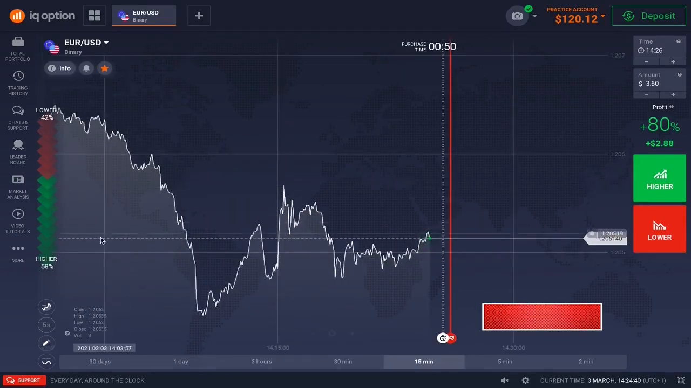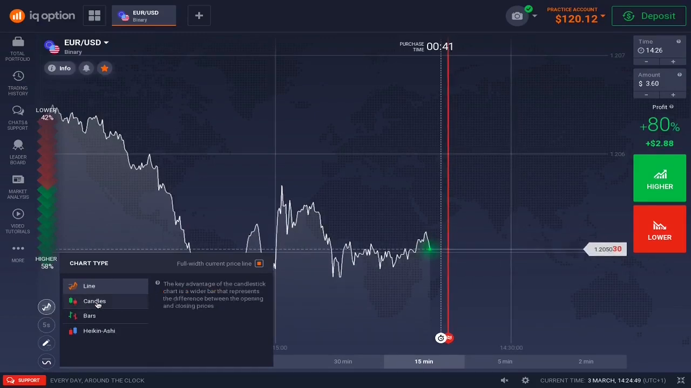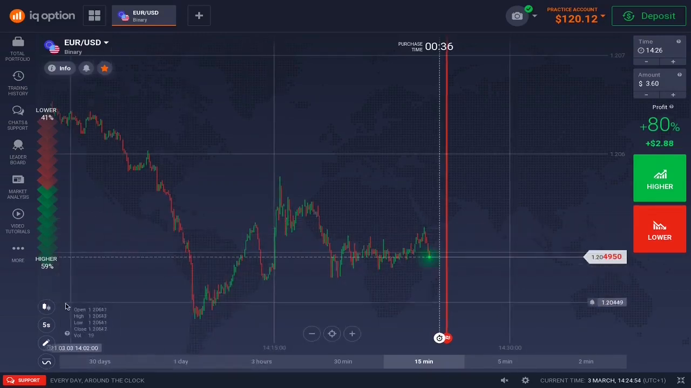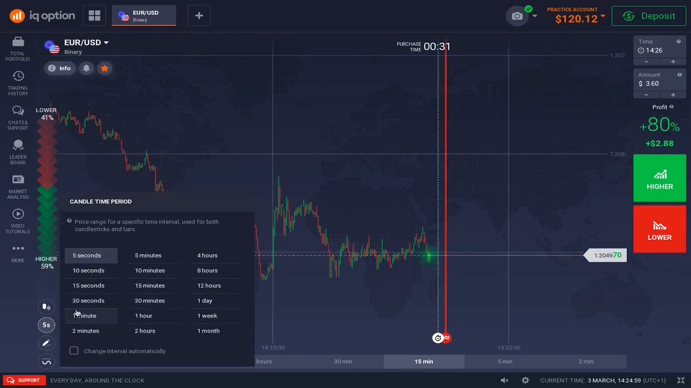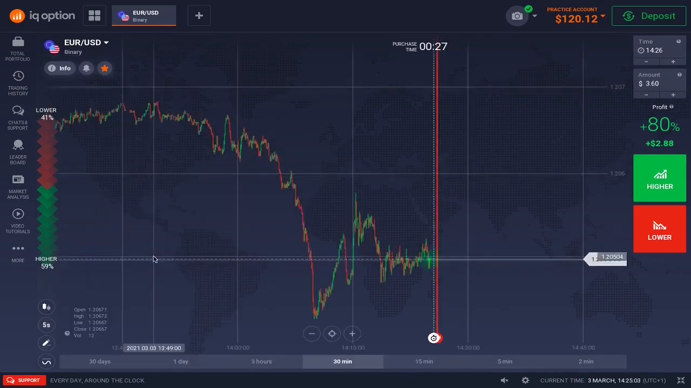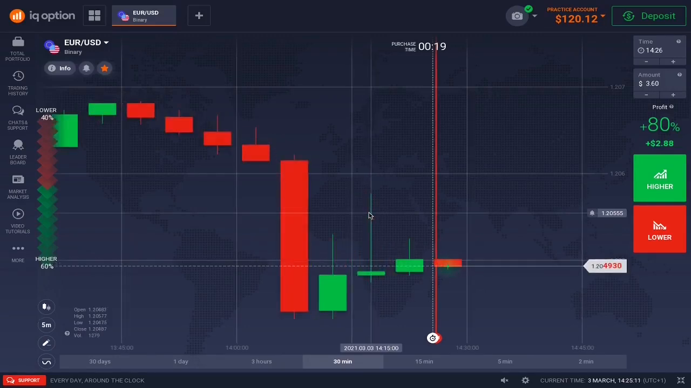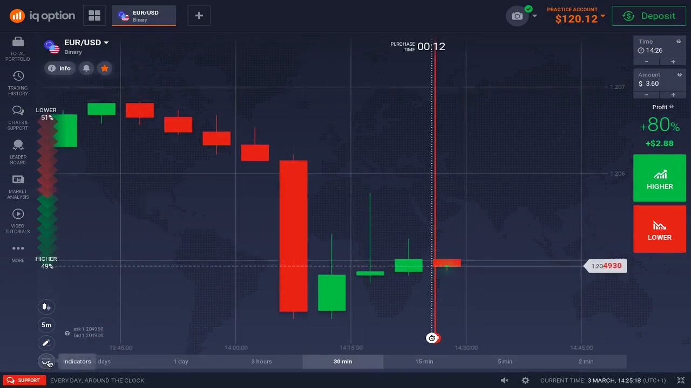Let's go. So we're changing the chart type. We change it to candles. Then we change the candle time to 5 minutes. After changing the time to 5 minutes, then we'll set your indicators.